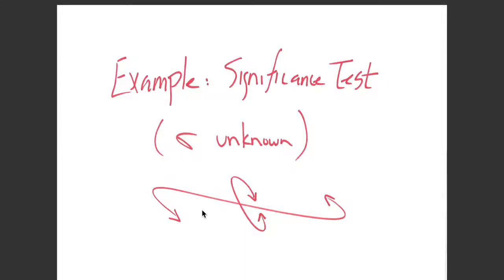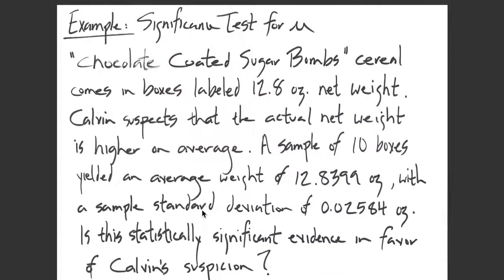Let's do a significance test now in the situation where sigma is unknown. Chocolate-coated sugar bombs are a kind of cereal that comes in boxes labeled 12.8 ounces net weight. Calvin suspects that the actual net weight is higher than this on average. A sample of 10 boxes yielded an average weight of 12.8399 ounces with a sample standard deviation of 0.02584 ounces. Is this statistically significant evidence in favor of Calvin's suspicion?